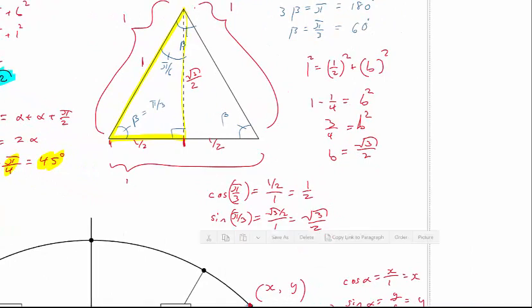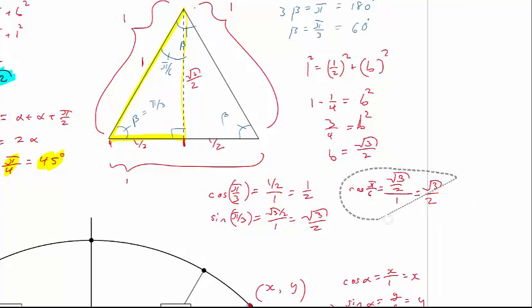Pi over 6, right? We're now looking at this angle right there. So cosine of pi over 6. Now we're looking at the adjacent for pi over 6. That's that guy right there. So we got √3 over 2. And then what is the hypotenuse? Well, that's just 1. And note that it comes out the same as sine of pi over 3. Alright, so far, so good.